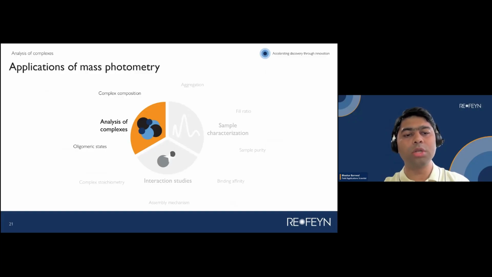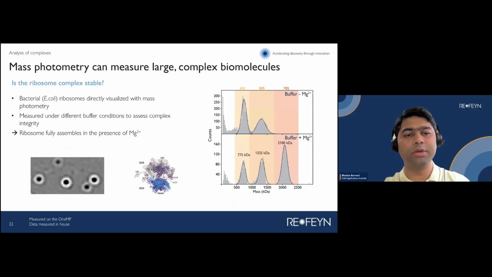Okay, so let's move on to analysis of complexes, where we will try to understand where mass photometry can be quite useful. And this is the example of the 70S ribosomal complex. It was analyzed in presence of magnesium and absence of magnesium in the buffer. As you see here, when the magnesium is not included in the buffer, you do not see any complex at 70S, and you only see the 30S and 50S complexes. But when you add magnesium into the buffer, apart from seeing the 30S and 50S in the sample, you also see a 70S complex at 2100 kilodalton.